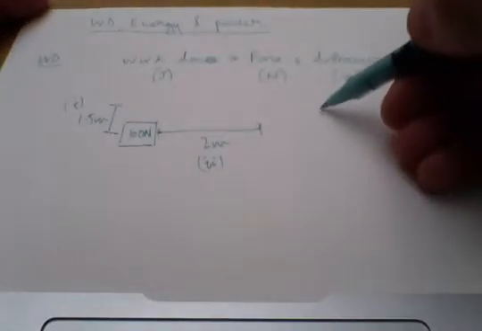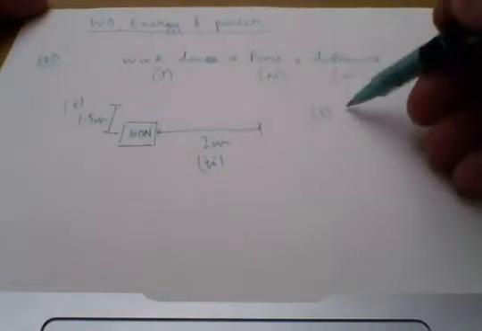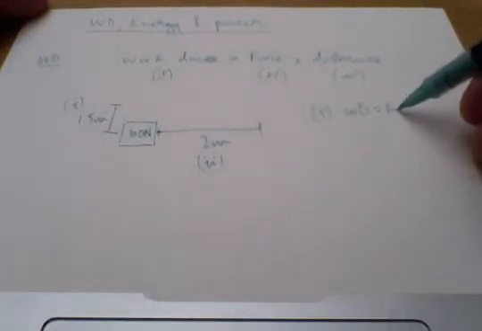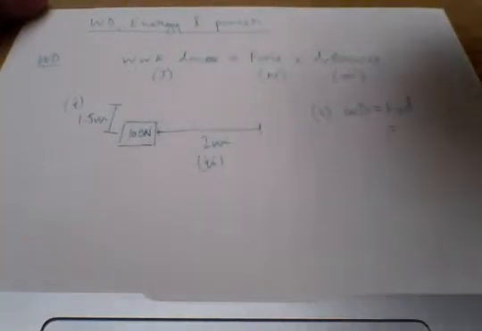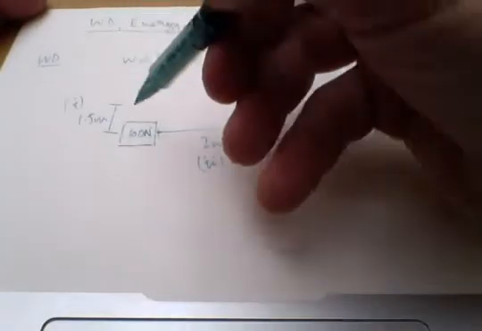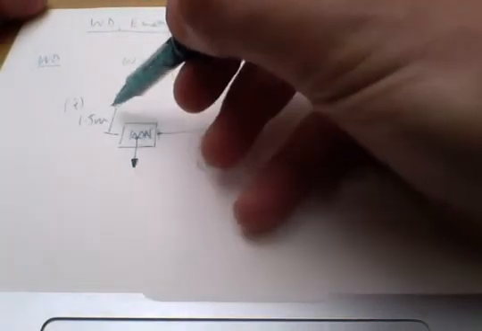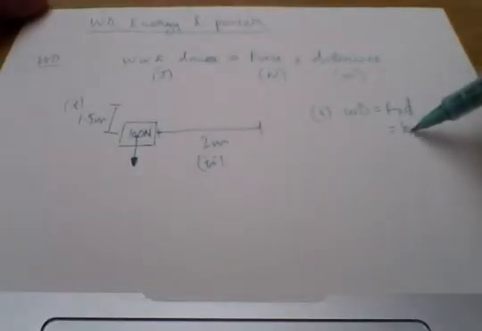Now, for the first one, the lifting, well, that seems straightforward. Work done is force times distance. So therefore the force, well, what you need to consider here is weight acts downwards. So the distance in the direction of the force is 1.5 meters. So I have 100 times 1.5, give me 150 joules of energy.